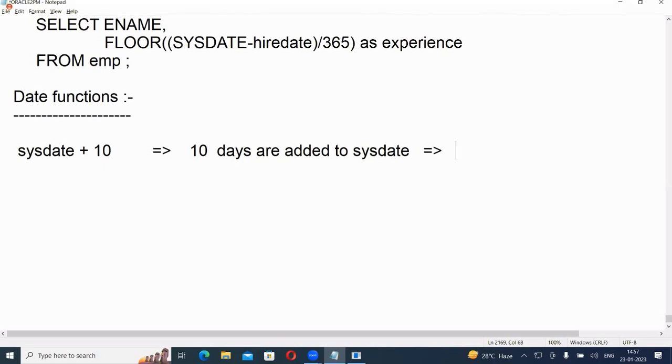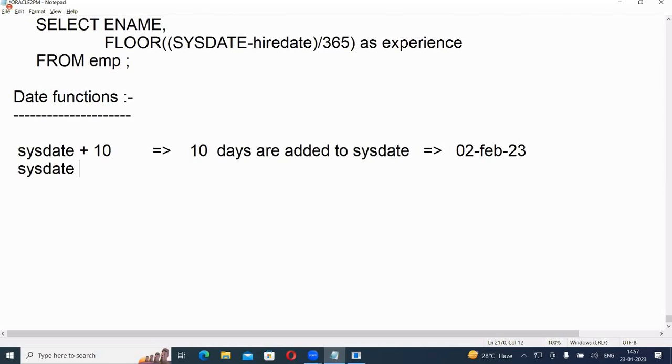So today is the 23rd of January. Add 10 days: January has 31 days, so it becomes 2nd February 23. Yes or no? After adding 10 days, 2nd Feb 23. Okay, then plus 10 means 10 days are added. So by default, this 10 is treated as days.